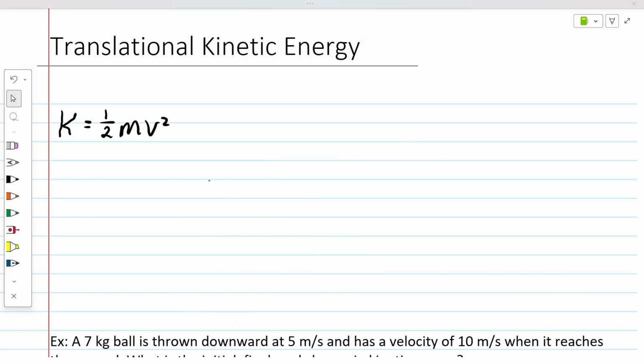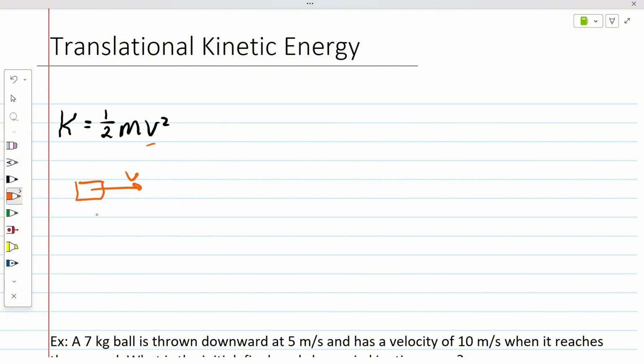So what is kinetic energy? The kinetic energy is basically the energy associated with how much an object is moving. So if we have an object and it has some velocity, it's going to possess some kinetic energy, and we call this translational kinetic energy, as it's moving in a straight line. So that's where this velocity comes in.